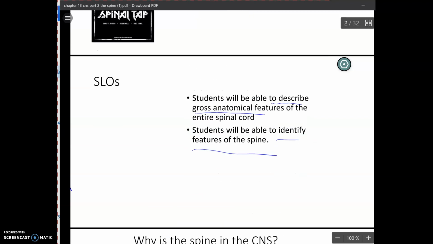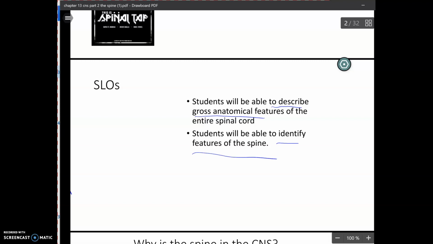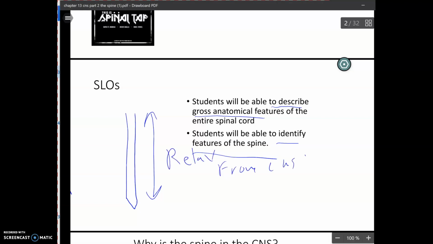So, what does the spinal cord do? Well, we have the spinal cord, and it is a relay between the brain and the rest of the nervous system. So it's a relay from CNS to PNS. But the central nervous system integrates, and the spinal cord is in the central nervous system.